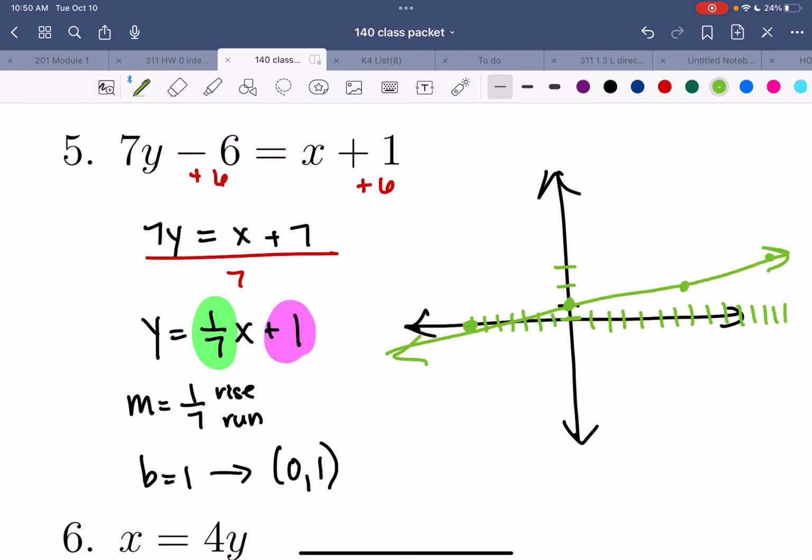Okay. And you can see 1/7 is much closer to 0. It's below 1. And you can see how flat that is. It's much closer to being horizontal.